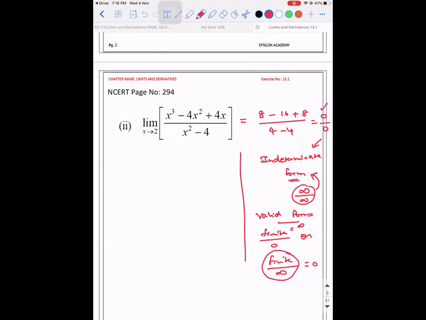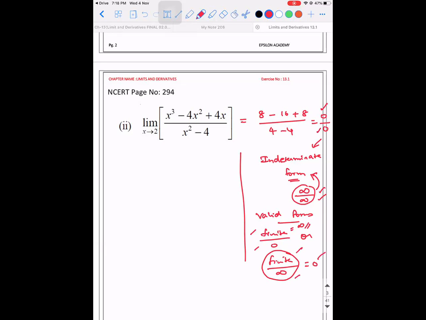Yes, sir. So numerator and denominator cannot be simultaneously 0, or numerator and denominator cannot be simultaneously infinity. But numerator can be a finite value and the denominator can be 0, or the numerator can be a finite value and the denominator can be infinity. If the numerator is finite and denominator is 0, the output value is infinity. If the numerator is finite and the denominator is infinity, the output value is 0.